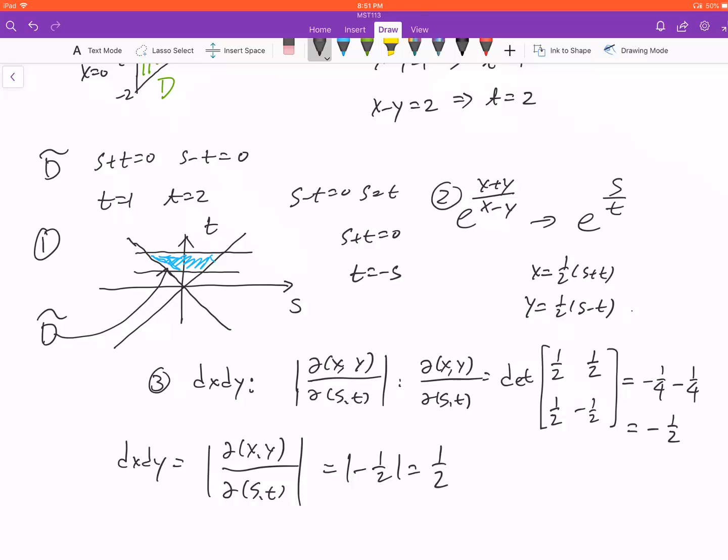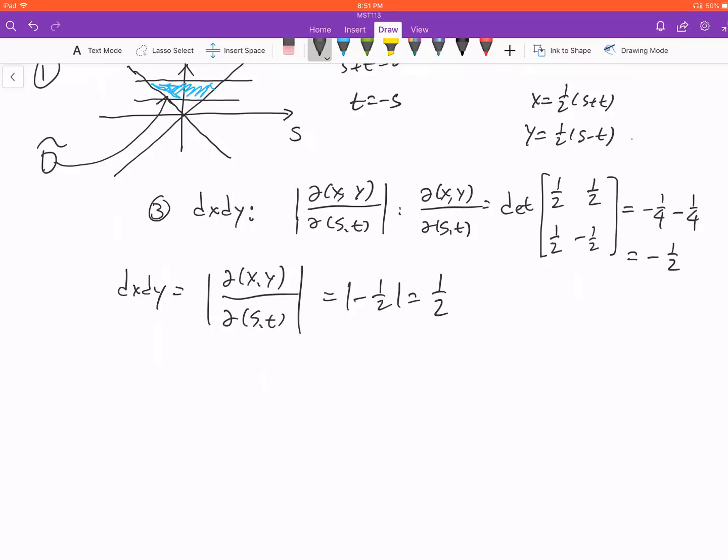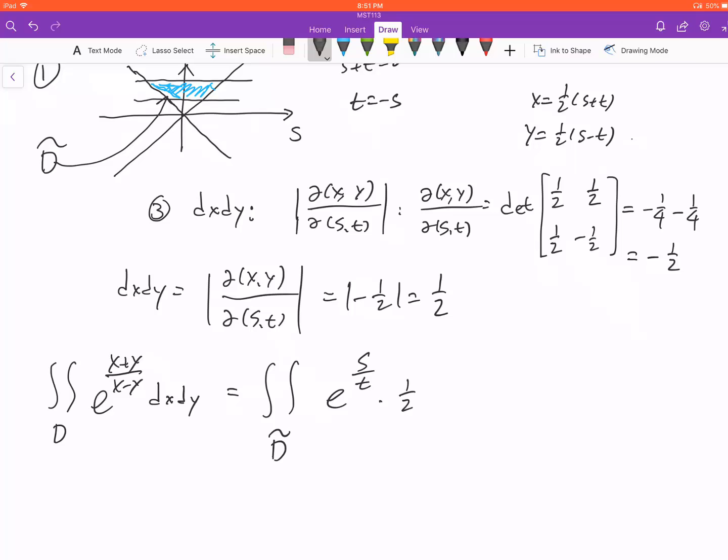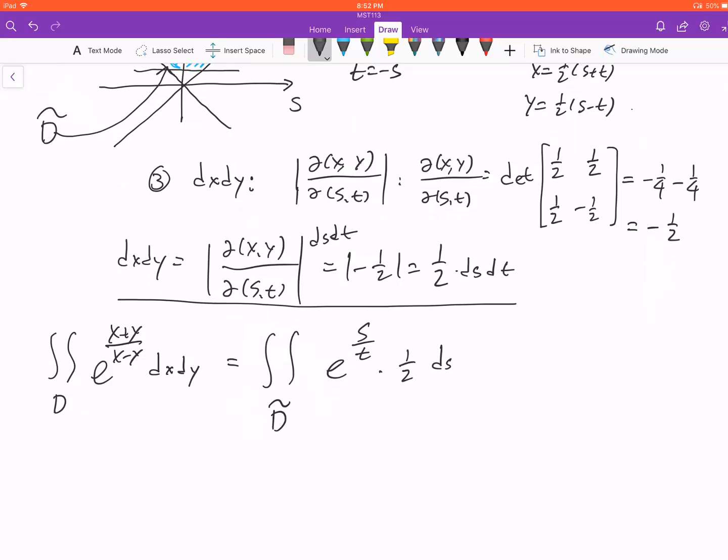Now we are ready to put all these three things. So the integral over D, e to the x plus y over x minus y, dx dy is equal to the integral over D tilde about s and t, e to the s over t, and then we have over here times 1/2. And yeah, I again forgot this part is over here. I need to have ds dt over here. Otherwise, it's not going to work. This is a change of, we say, the area element, and then we have ds dt.